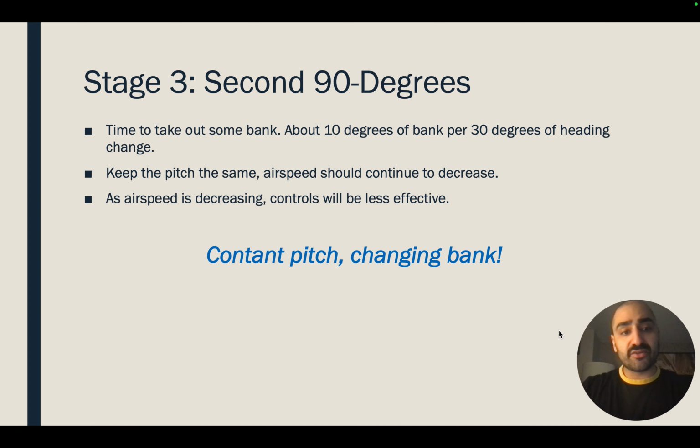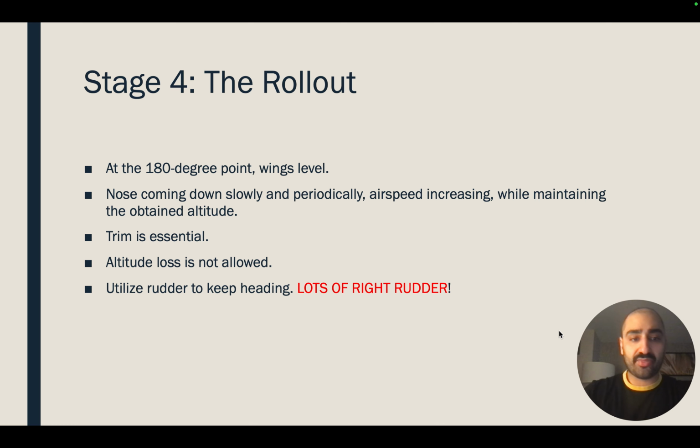Now the second 90 degrees, we're going to take some bank out very gradually. We're talking about 10 degrees per 30 degrees of heading change. So if you're going from 090 to 060, you want to take out about 10 degrees of bank and keep the pitch the same the whole time. This is key. We do not want to gain any airspeed. It's going to get more difficult to hold that nose up, but you have to work at it. Constant pitch and changing bank.